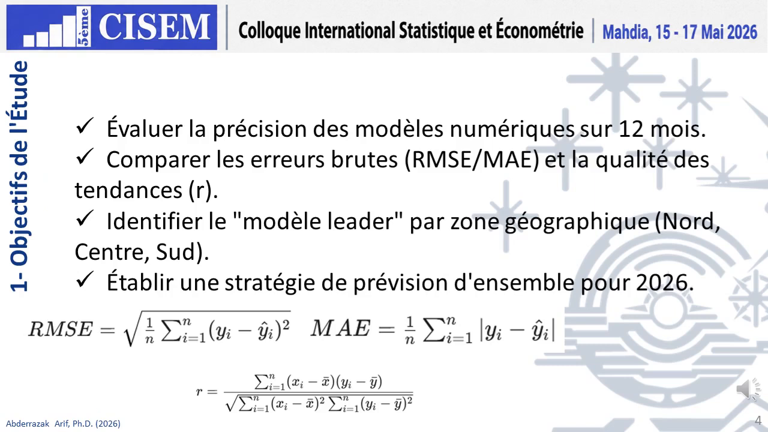Our objective is to evaluate the accuracy of numerical models over a 12-month period, to compare raw errors and the quality of trends, to identify the best-performing model by geographic region, north, center, and south, and finally, to establish an ensemble forecasting strategy for the year 2026.